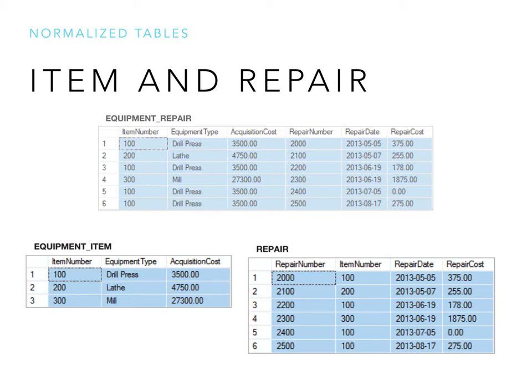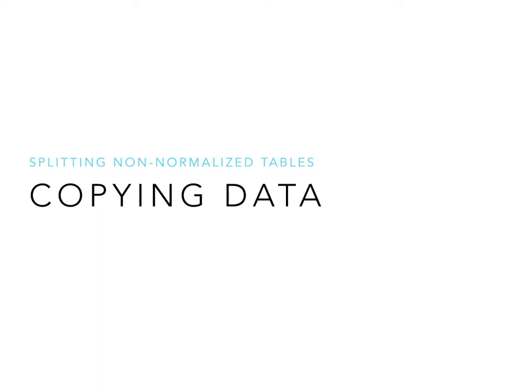But by separating it into equipment item and repair, we eliminate that. Yeah? So next we see practically how do we split this? How do we do this normalization?